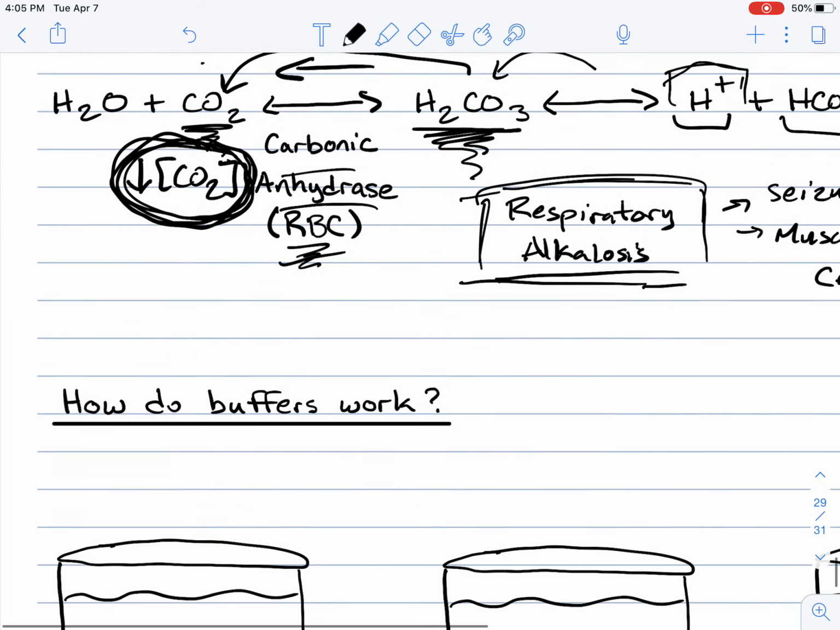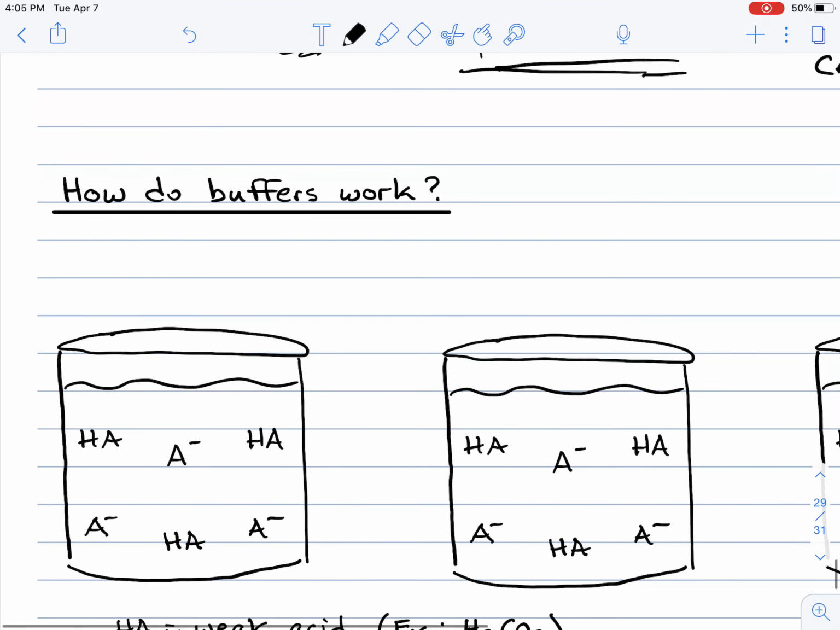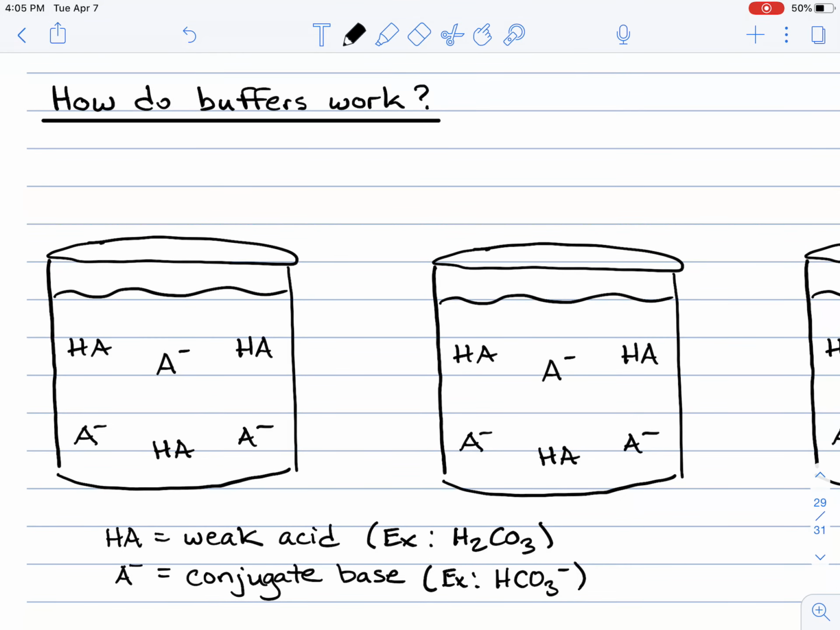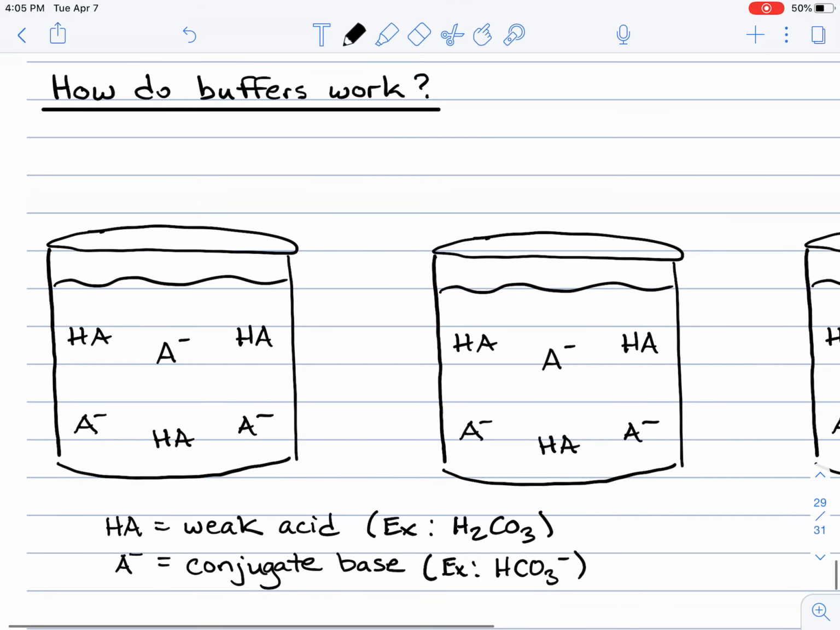The next thing that I want to cover is how buffers work. At the very beginning of this lecture, I showed you that if you add acid inside a buffer solution, the pH doesn't really change. What we want to address is how that mechanism actually works. How does it absorb that hydrogen ion? How does it absorb that hydroxide ion so that the pH does not change significantly?